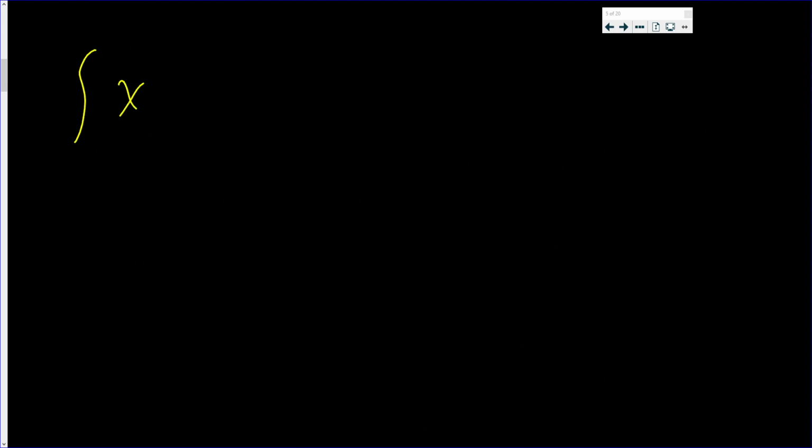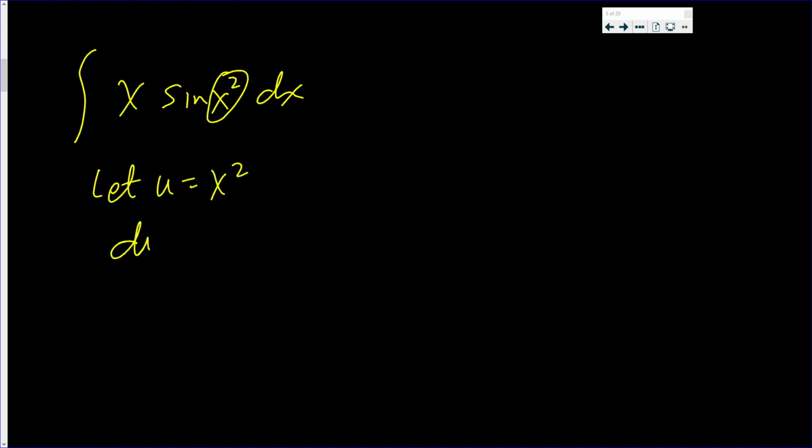Integral of x sine x squared dx. Unless the angle is u or v or t or a, if it's more complicated than that, I would let u equal the angle. Then du will be 2 dx. Well, sorry, du would be 2x dx.